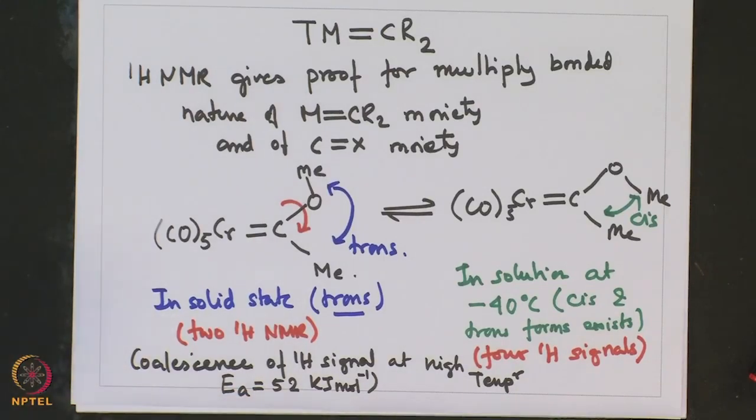So, proton NMR provides a useful insight into the ability of the CO bond to rotate by looking at the spectroscopic signature, and this is something which is unique to proton NMR spectroscopy and cannot be observed by other spectroscopic methods that we had discussed in the last lecture. So let us study this rotation in a bit more detail.